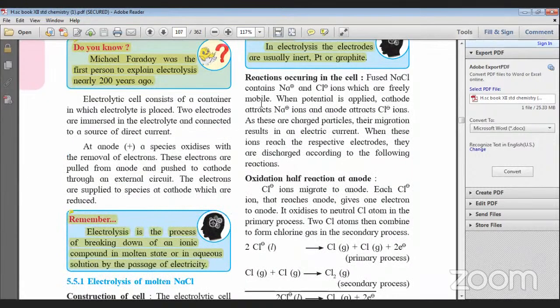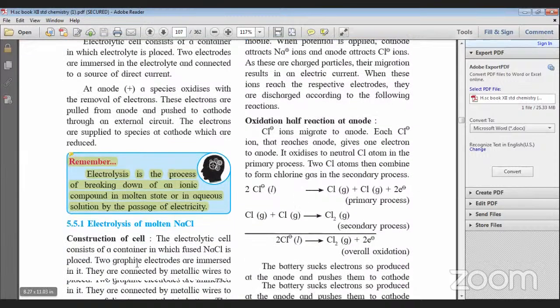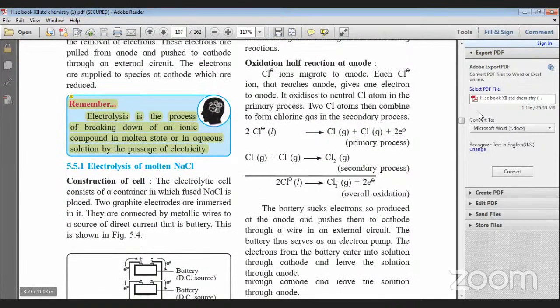Now let's see what kind of reactions are occurring. Now fused NaCl, it contains which two radicals? NaCl means Na plus and Cl minus. So the two ions are Na plus, which we will call a cation, and Cl minus, an anion, which are freely mobile. So when a potential is applied, when we allow this current to flow, what will happen?